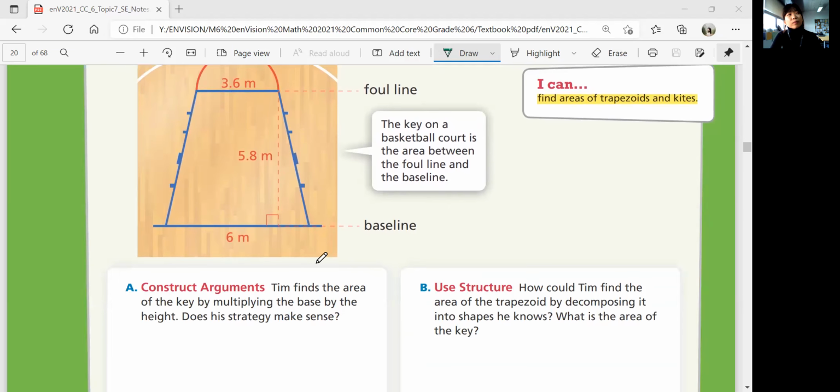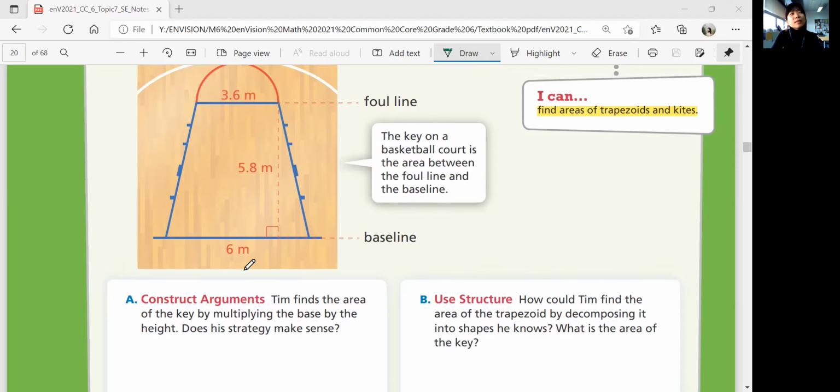Let's look at part A. Construct arguments. Tim finds the area of the key by multiplying the base by the height. Does his strategy make sense? So if you look at the shape of the key, is this a parallelogram? A parallelogram has two pairs of opposite sides that are parallel. We see one pair of parallel sides, but the other sides are not parallel. So does that matter? We'll see.